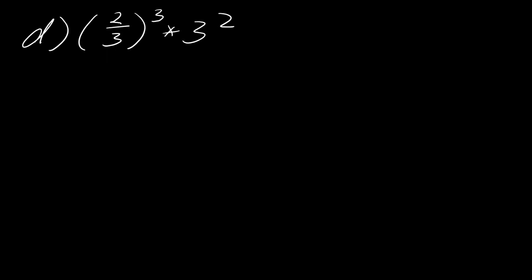Okay, now this one's kind of interesting because we can see some exponent rules here. So first of all, to evaluate this first part, we want to think about this as 2 to the third over 3 to the third. Okay, so you can actually see already that you could technically make some cancellations here.